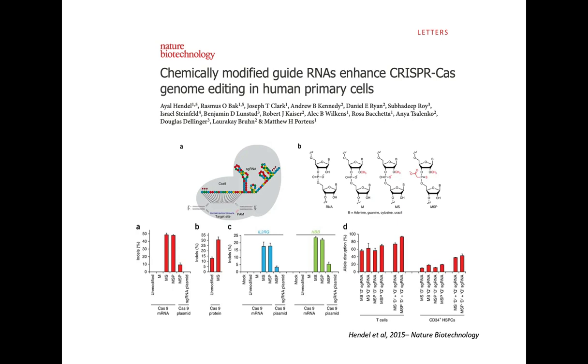So the first was a seminal paper published by Eyal Hendel and Rasmus Bak while they were in the Porteus lab at Stanford. Here they show that chemically modified RNAs enhance CRISPR-Cas9 in hematopoietic stem cells, and particularly the guides that had chemical modifications that included a 2'-O-methyl, 3'-phosphorothioate worked well. And the idea is that these guides show a decreased toxicity, likely because there was less activation of innate immune responses to naked RNA, and this resulted in higher efficiencies.